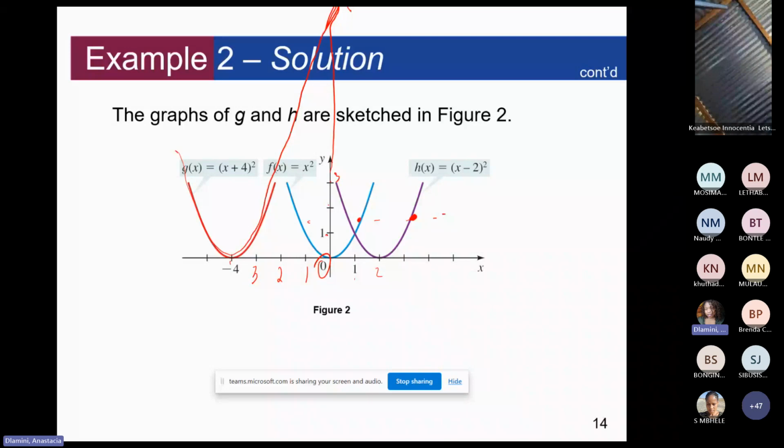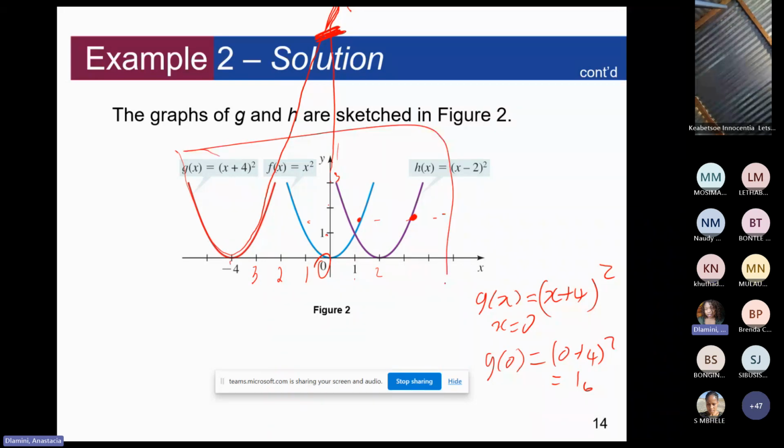Because look at this. If we have g of x equals (x plus 4) squared, and you want to find the y-intercept, you say let x equal 0, isn't it? So then this will be 0 plus 4 squared, which is 16. It means it cuts at 16, and 16 is not here. That's why these graphs do not show the cutting, because they're drawn to scale and only end here at 3.